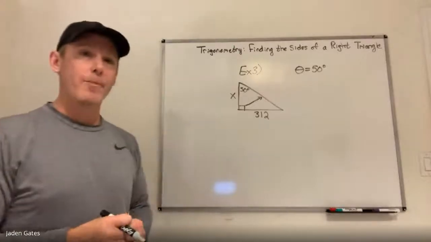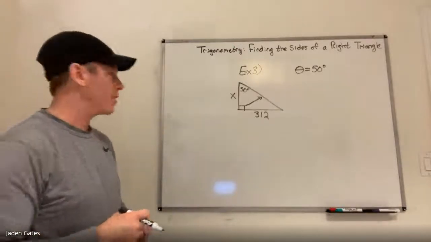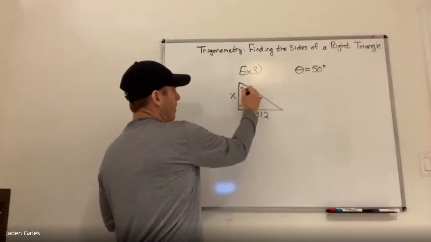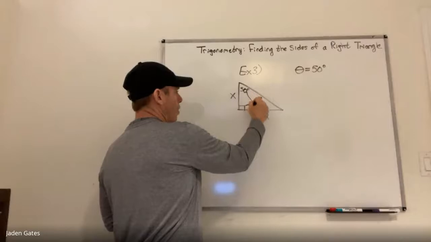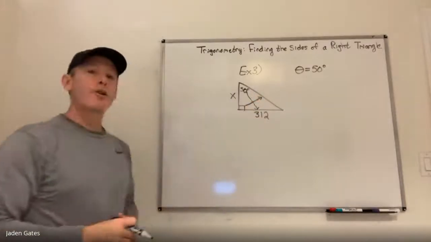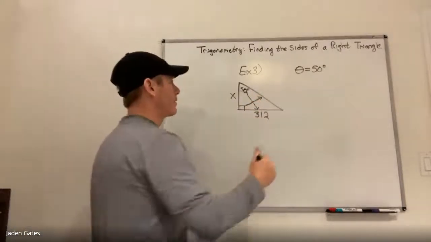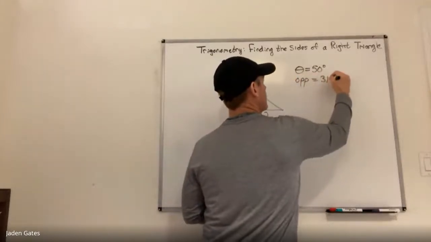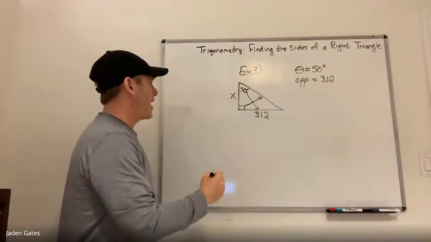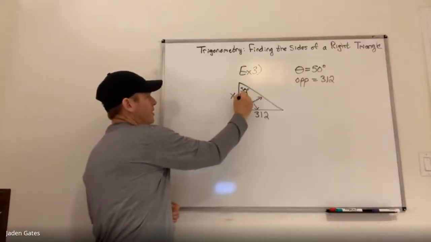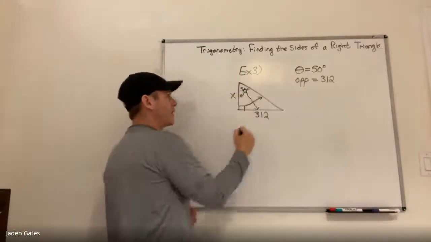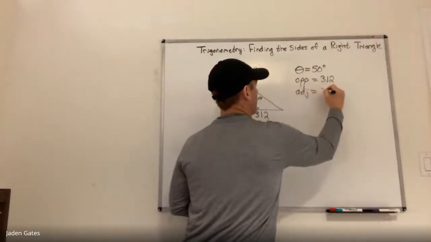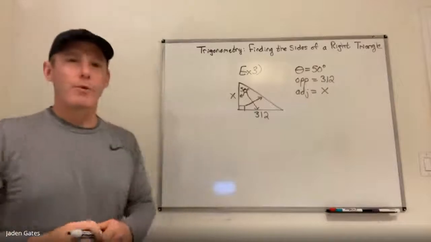So no hypotenuse. Looks like I got the adjacent and the opposite here, which is which though? Again, I go to the angle that I'm looking from, my 50-degree angle, and I go across from it. That 312 is going to be my opposite. Opposite, 312. Which then, of course, x is our adjacent because it's the side beside the angle. So there we go. I've got my written information.